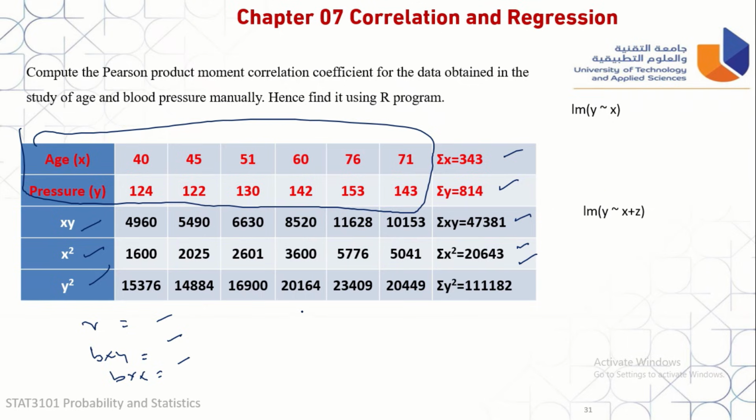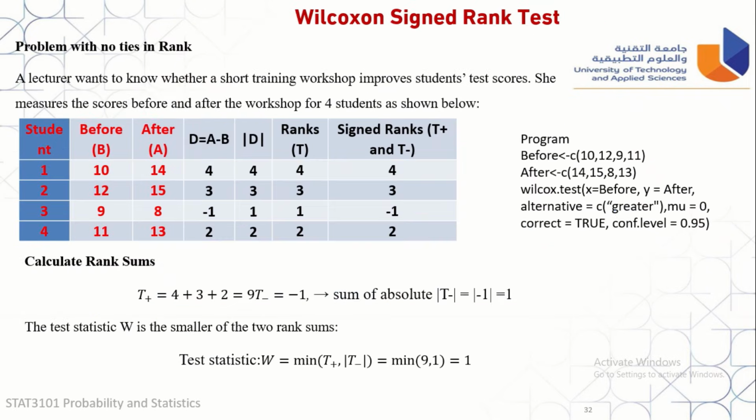How to write the program? COR of x comma y is for correlation, and LM of y tilde x for regression. If it is a multiple regression, for example, they can ask you with 3 or 4 variables to predict one variable with respect to all the other variables, and hence it is LM of y with respect to all the remaining variables. Whatever they are asking, you can include here.